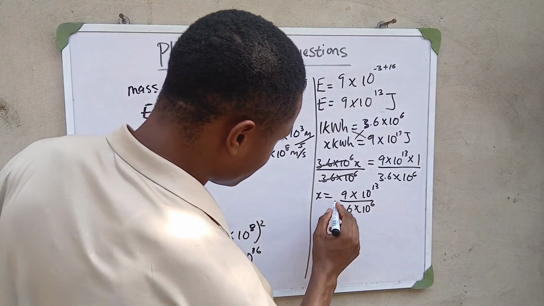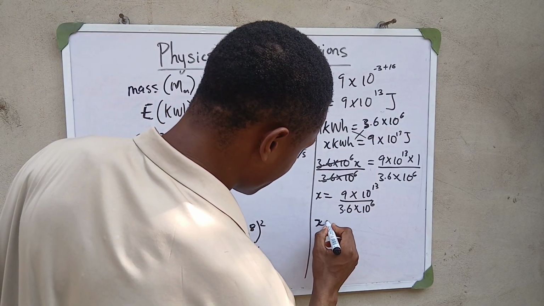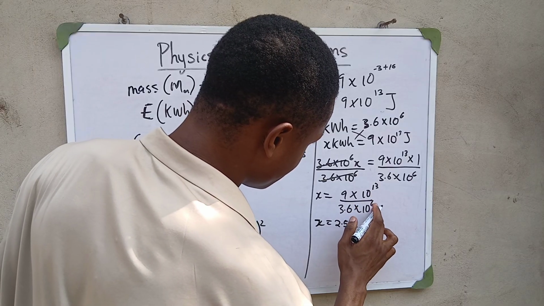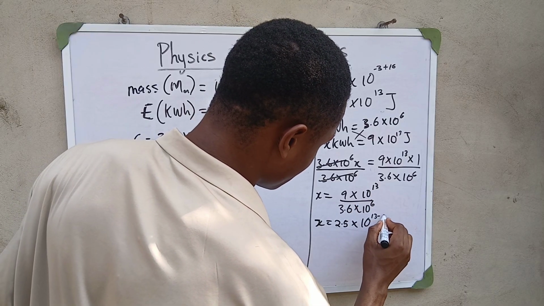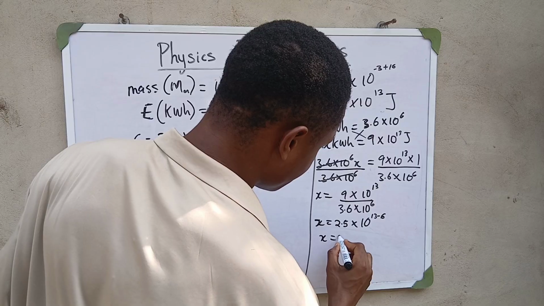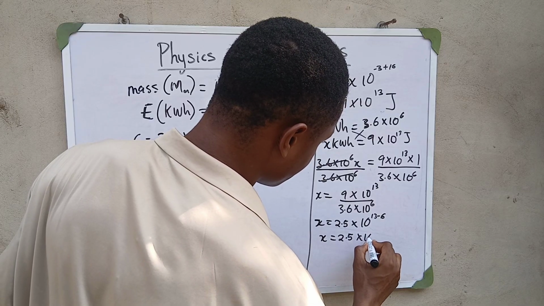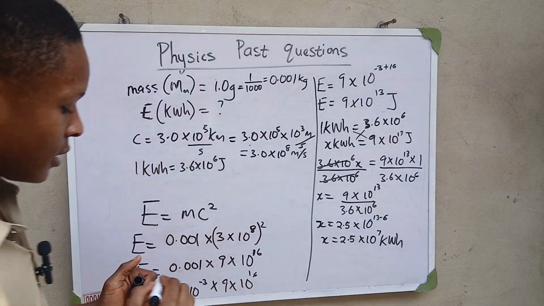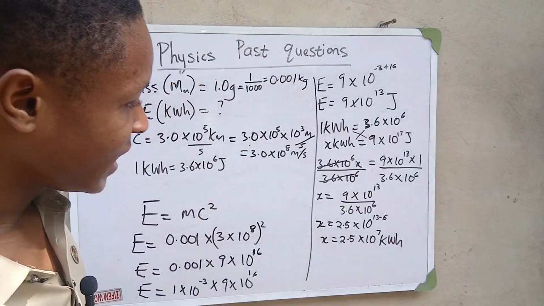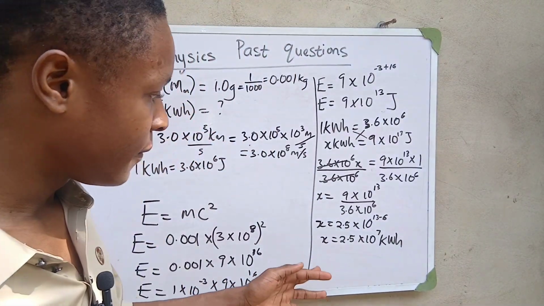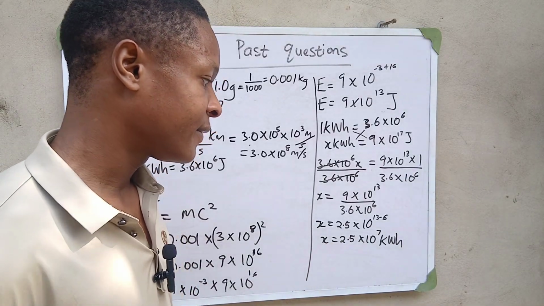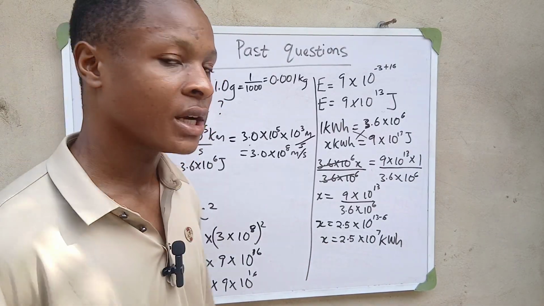So this divided by this will give us 2.5, and this divided by this will be 10 to the power 13 minus 6. So therefore x is 2.5 times 10 raised to the power 7 kilowatt hours. So therefore our energy in kilowatt hours is 2.5 times 10 to the power 7 kilowatt hours.